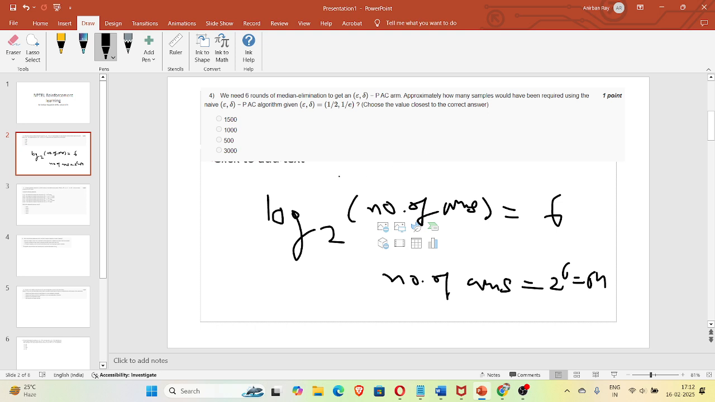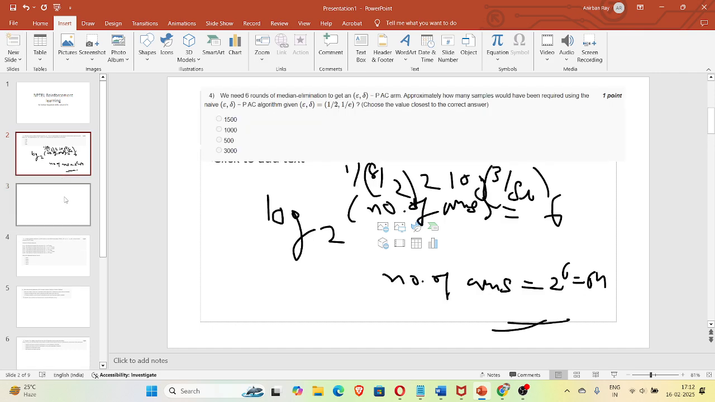And so how many samples we take in the first step is given by 1 by (delta by 2) square log of 3 by delta L. So these are the number of samples taken for every arm, for every step. Okay. And likewise you update until delta L becomes equal to 1. Okay. So the number of arms is this. Okay. 2 to the power 6 equals 64.